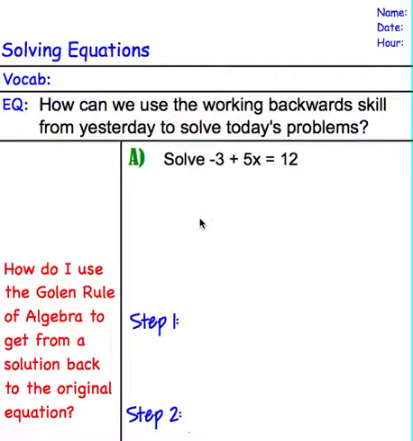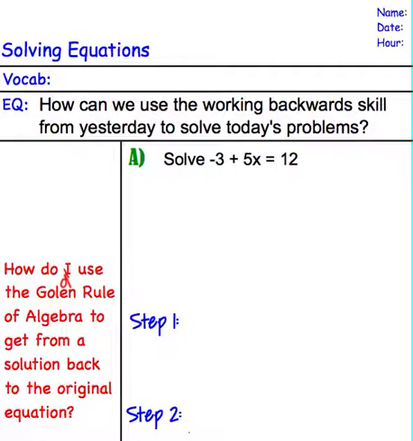We are still going to focus on using that golden rule of algebra, and while we're talking right now, I'm going to focus on having you fix that word golden on the side there. But what we want to do today is basically take what we did yesterday and undo it.